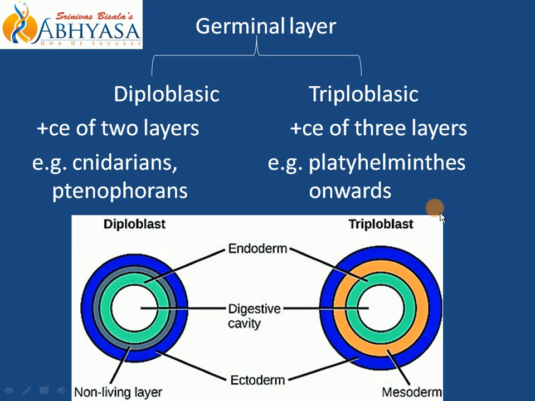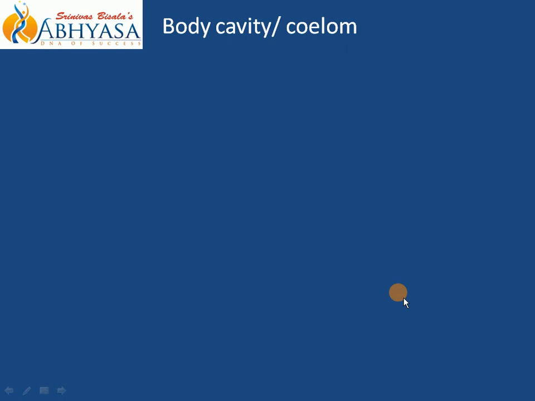Now we will move to triploblast. As you could see, this yellow color layer is added, which was absent in diploblast. This yellow color layer is your mesoderm. So the body here is made up of 3 germinal layers. Outer dark blue is ectoderm, this yellow color layer is mesoderm and this cyan green color is your endoderm.